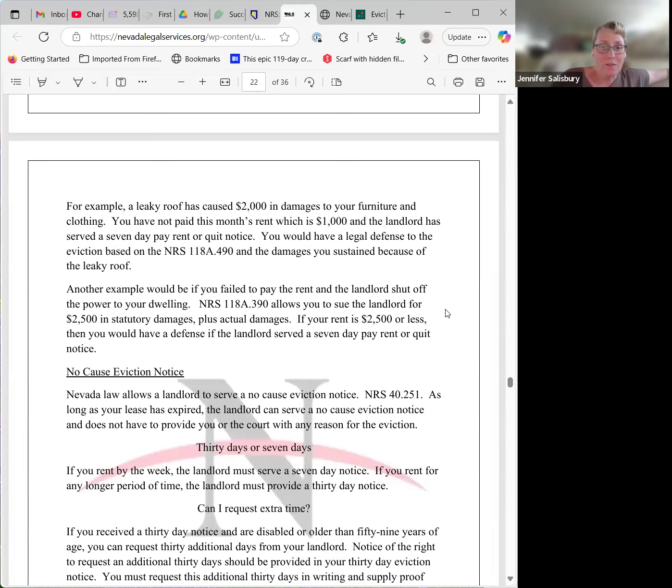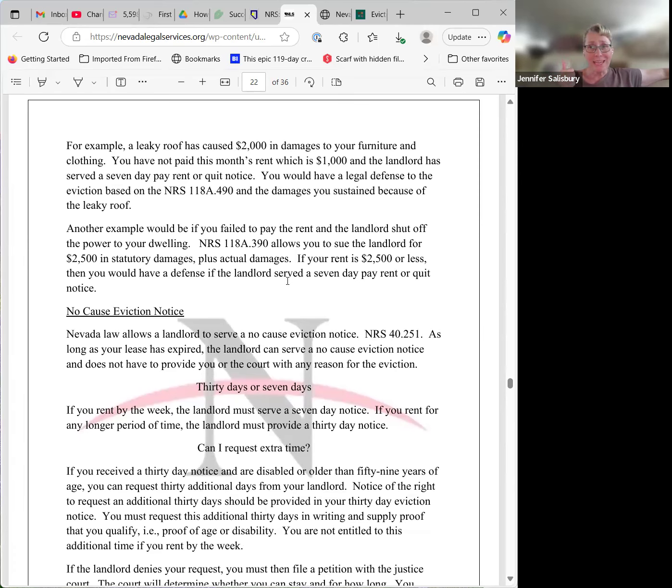So if your rent is $2,500 or less, then you'd have the defense if the landlord served a 7-day pay rent or quit notice. You cannot do that. Please do not shut off, don't rekey, and don't shut off utilities. That is really a good way to make it very expensive for yourself as a landlord. No good.